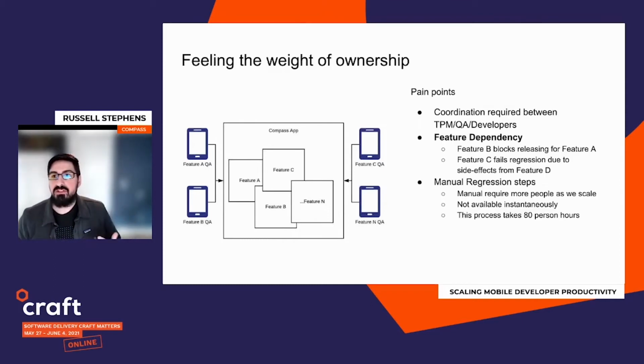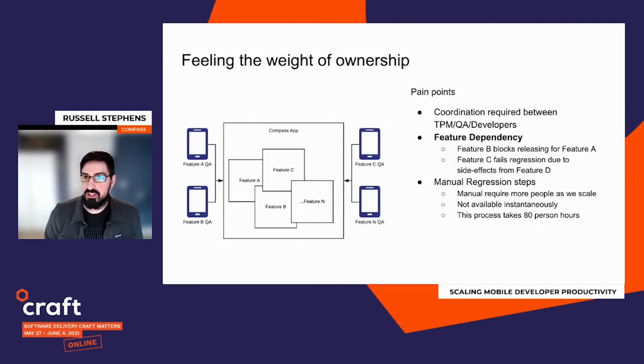So over time, you might start feeling the weight of ownership. So what is the weight of ownership? You can imagine that if you had one box, and all the features were on it, there are blurry lines, and unintentional code sharing is happening. You may not know that the change you make on your feature actually breaks another feature.